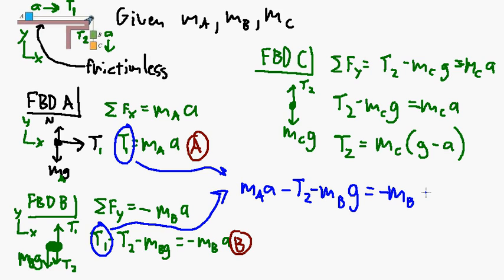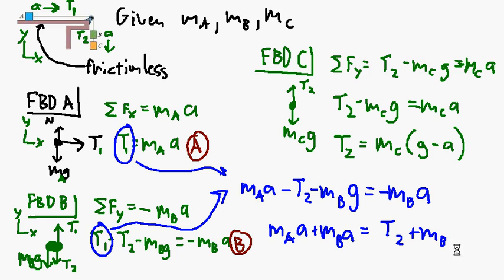Oh boy. So let's see. Let's solve for A. So what's the best way to do this? So I think we can do MA times A plus MB times A equals T2 plus MB times G. There we go.